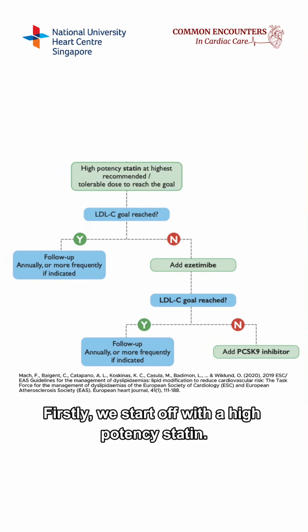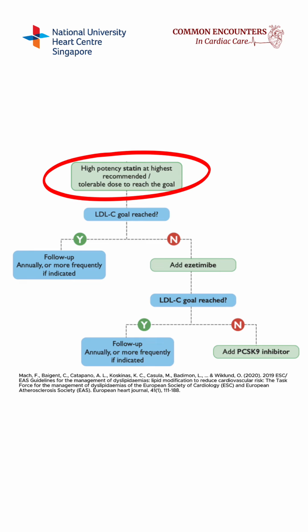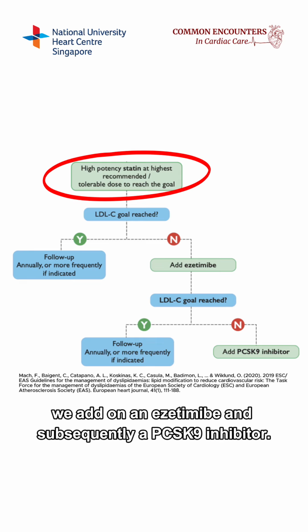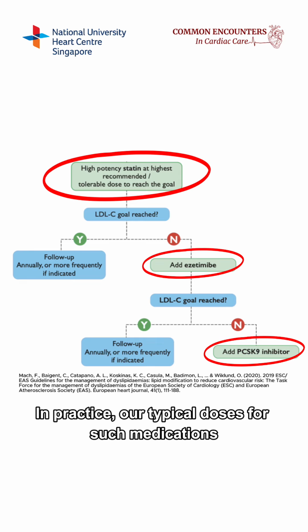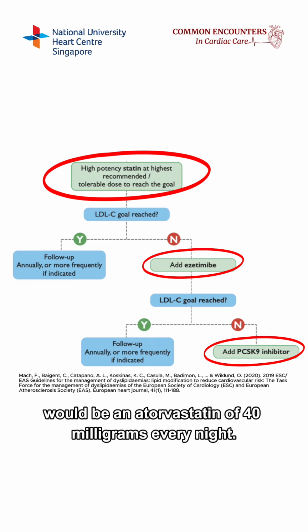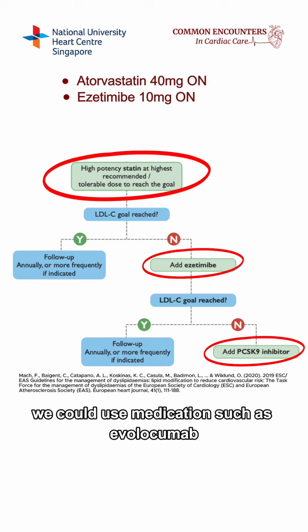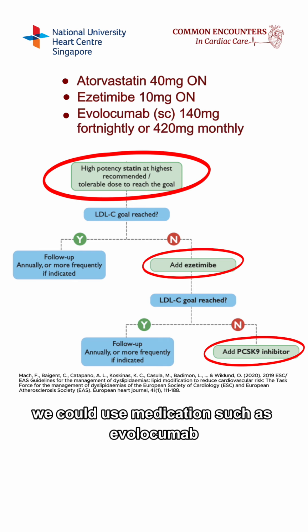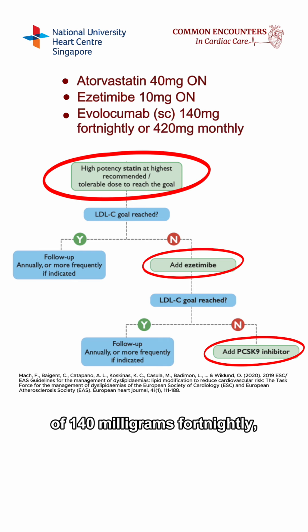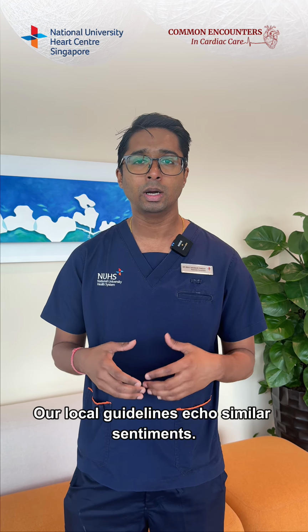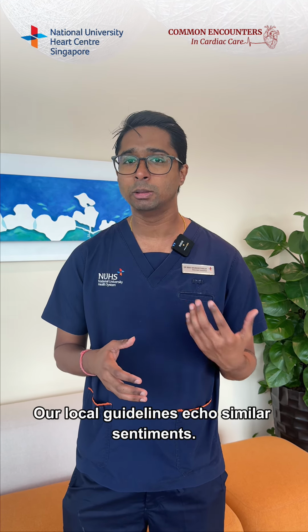Firstly, we start off with a high potency statin. Failing to reach the target, we add on an ezetimibe and subsequently a PCSK9 inhibitor. In practice, our typical doses for such medications would be an atorvastatin of 40 milligrams every night, ezetimibe of 10 milligrams, and for the PCSK9 inhibitor, we could use medications such as evolocumab of 140 milligrams fortnightly or 420 milligrams every month. Our local guidelines echo similar sentiments.